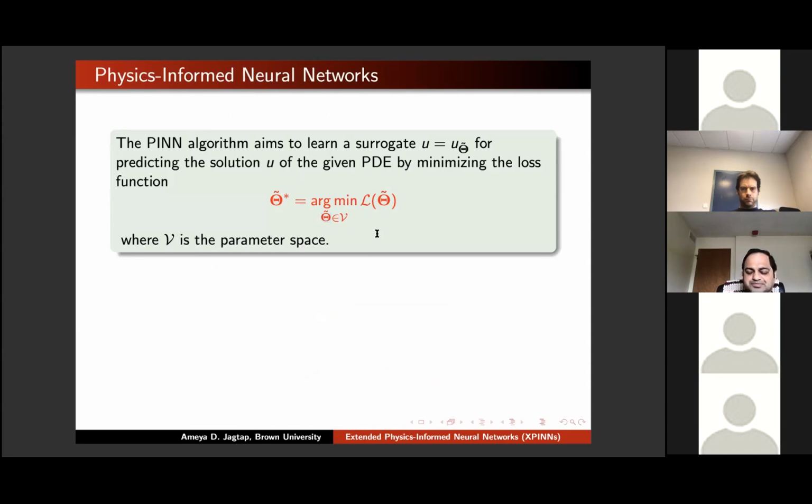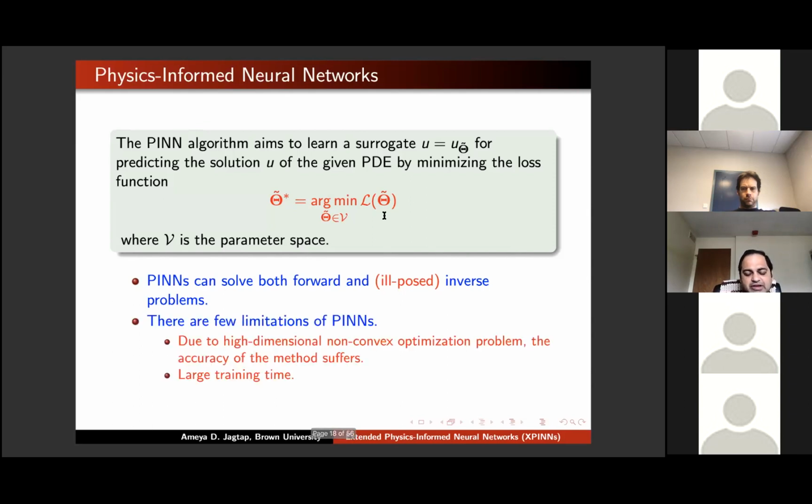There are many optimization algorithms which we can use to minimize this loss function, say Adam or L-BFGS, which we generally use for regression problems. So what are the advantages of PINN? It can solve both forward as well as ill-posed inverse problems. But there are a few limitations.